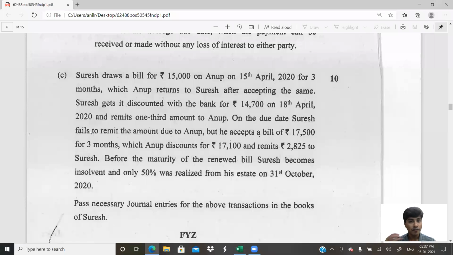So the first one, we are Mr. Suresh. Remember that Suresh draws a bill for rupees 15,000 on Anup on 15th of April for 3 months, which Anup returns to Suresh after signing. So Anup is the person who is accepting it. Suresh is the person who is raising it. So Suresh is the drawer. Anup is the drawee, and Anup is the person who is the payer. And Suresh might be the payee, but he might not be the person who's receiving the money. It can be someone else also. He can direct that bill to someone.